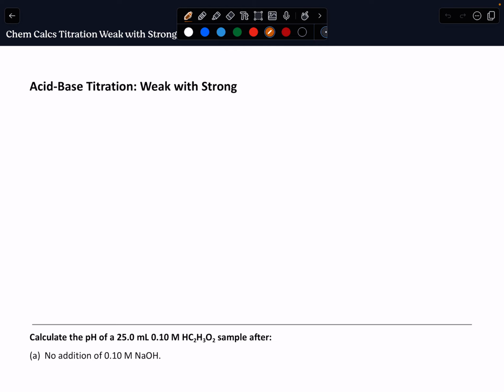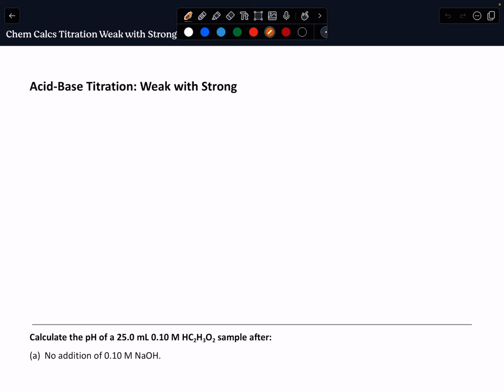This screencast is going to look at the four phases of an acid-base titration where you're titrating a weak acid or base with a strong acid or base. If you are interested in the four phases and the calculations for a strong acid, strong base titration, please go look at that separate screencast.